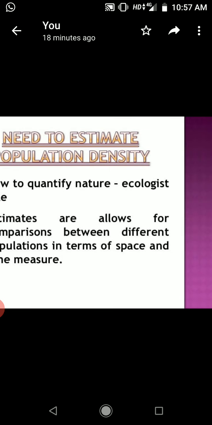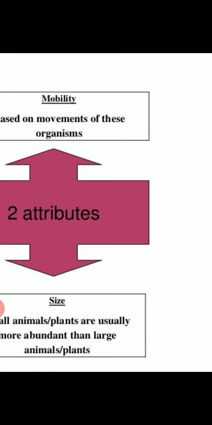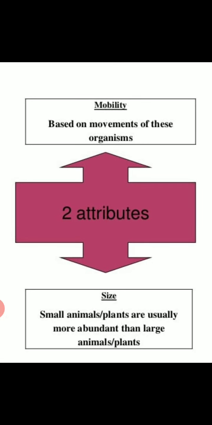And the next slide is about how two attributes are present. One is mobility, another one is size. Based on the movement of these organisms, that movement is nothing but mobility. Another attribute is size. Small animals or small plants are usually more abundant than large animals or plants. So here size decreases or increases depending upon the smaller and bigger animals and plants. So it shows the size, and another one shows the mobility of an organism.